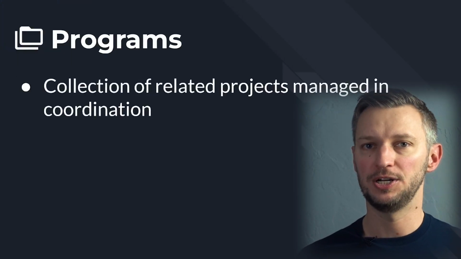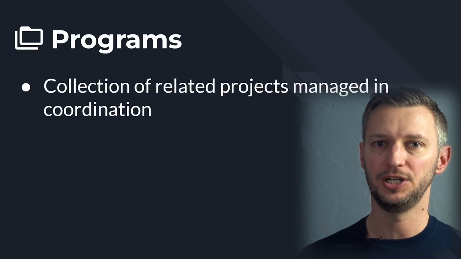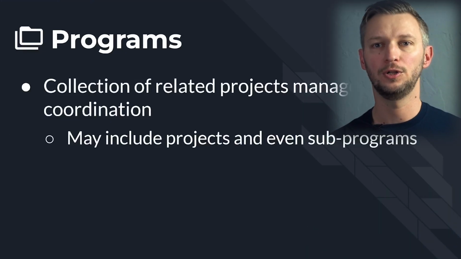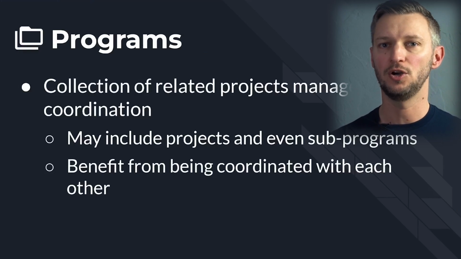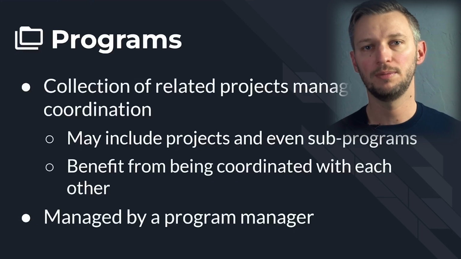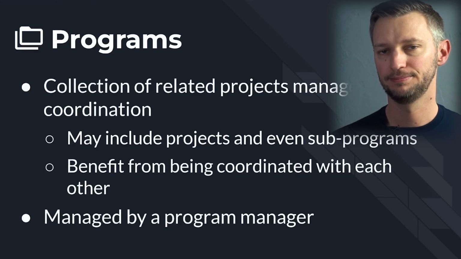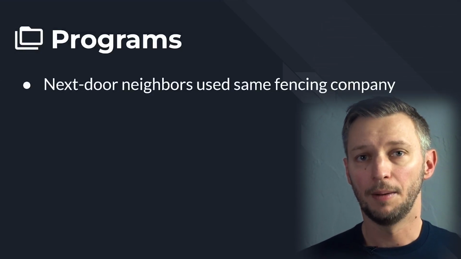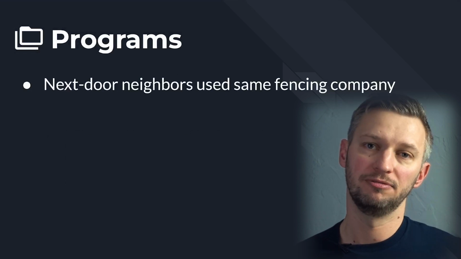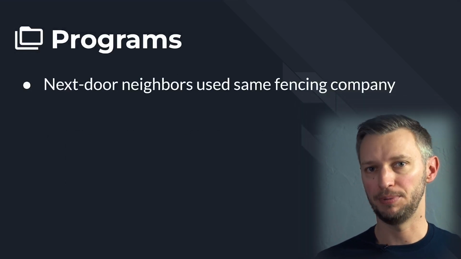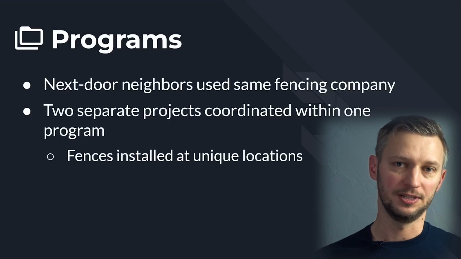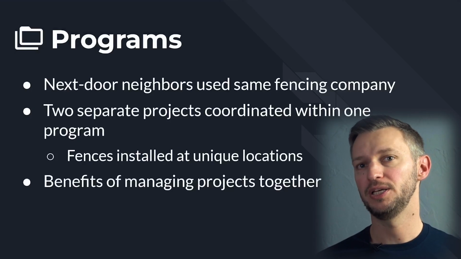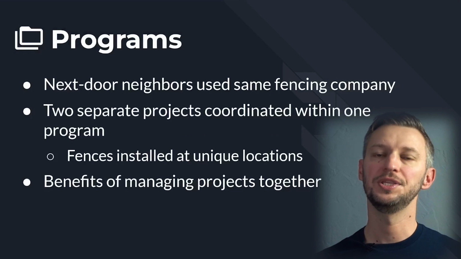Programs are a collection of projects that are related and are managed in coordination with each other. A single program could include many projects and even sub-programs. The items within a program are going to benefit from being coordinated with each other. And believe it or not, programs are managed by somebody called a program manager. So an example of a program could be something that happened to me just this past summer. My neighbor and I both decided to get our fences replaced, and we went with the same company. So the company basically has two projects: install a fence for my neighbor and install a fence at my house, right? But they can benefit if they coordinate these two efforts together. So they're in the same program.